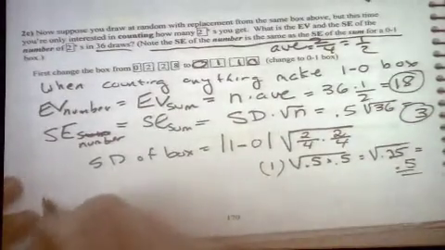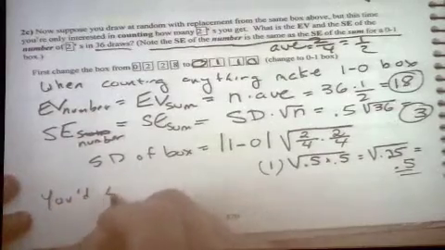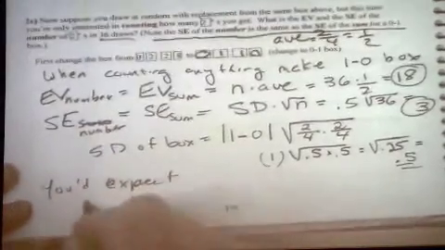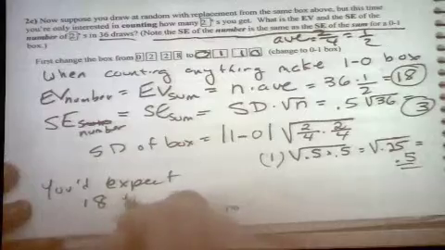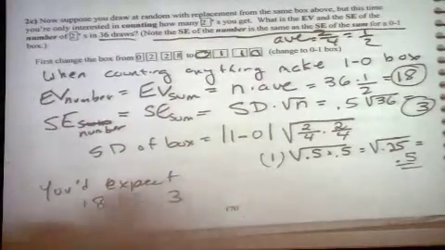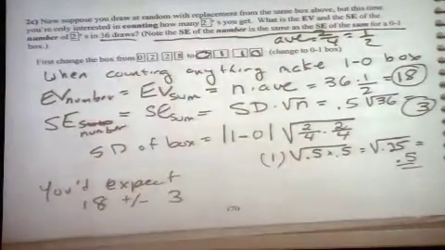So you'd expect, this is all we're saying, 18 plus or minus 3 1's from that box, or 2's from those.